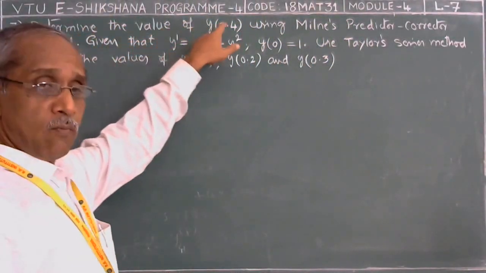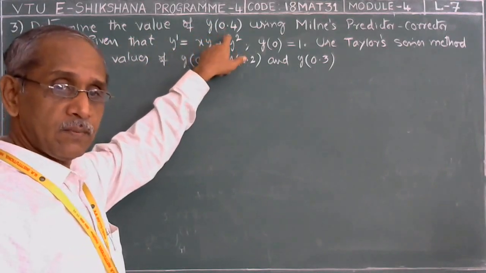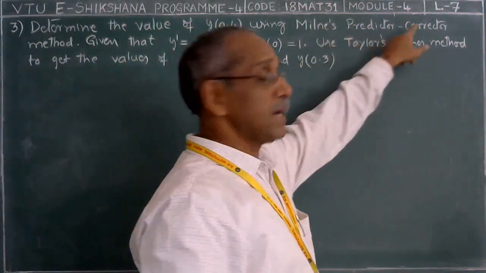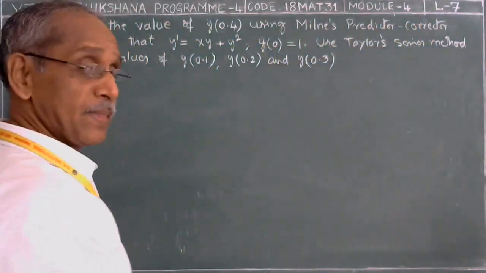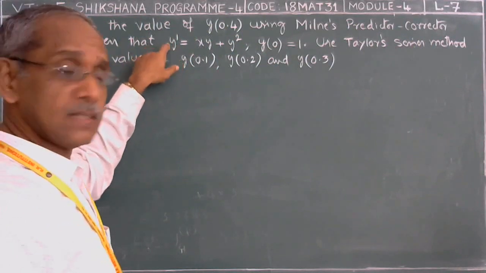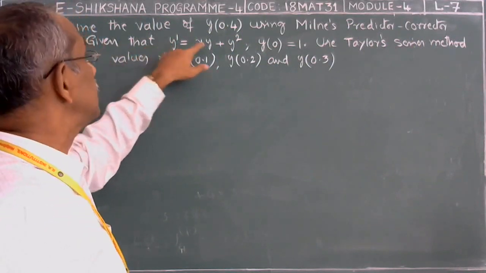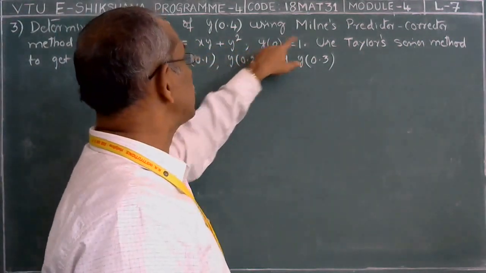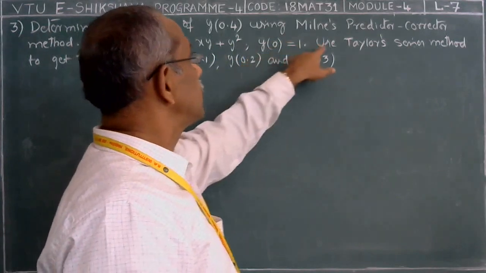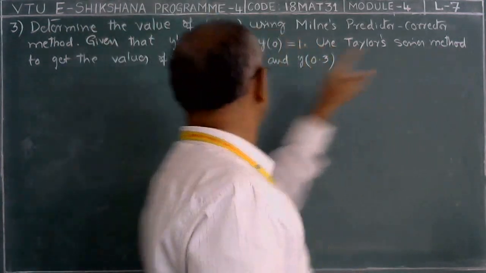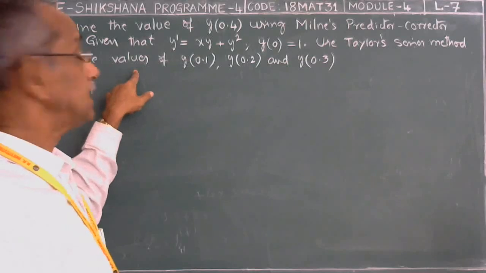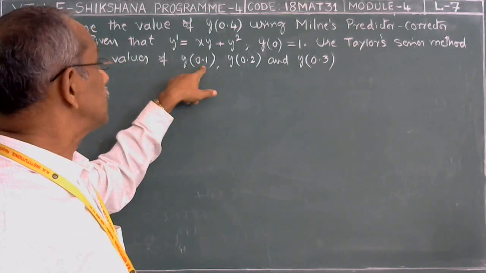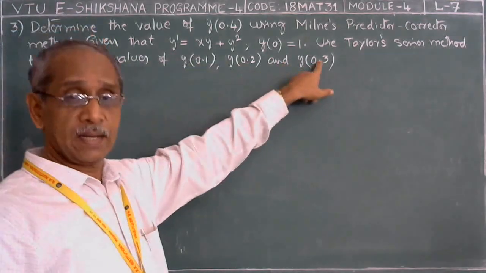Determine the value of y at x equal to 0.4, y of 0.4, using Milne's predictor corrector method. Given that dy by dx, or y dash, is equal to x into y plus y square, with initial condition y is 1 at x equal to 0. Use Taylor series method to get the previous values of y at x equal to 0.1, y at x equal to 0.2 and y at x equal to 0.3.